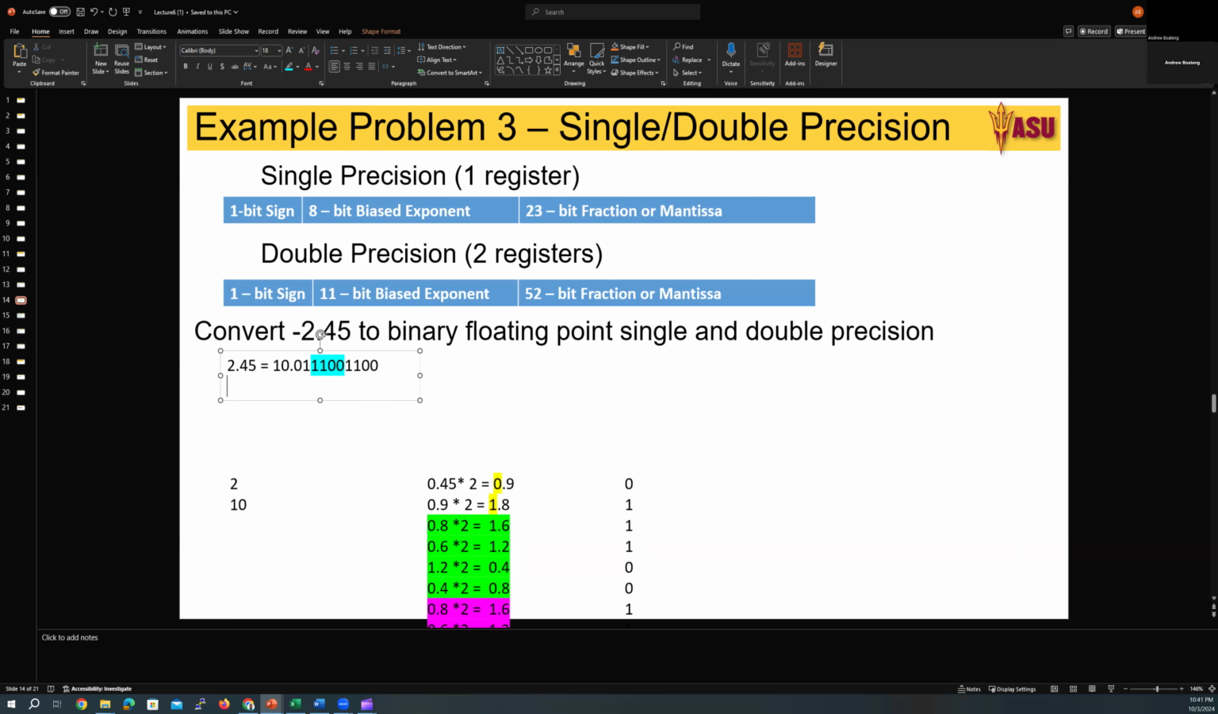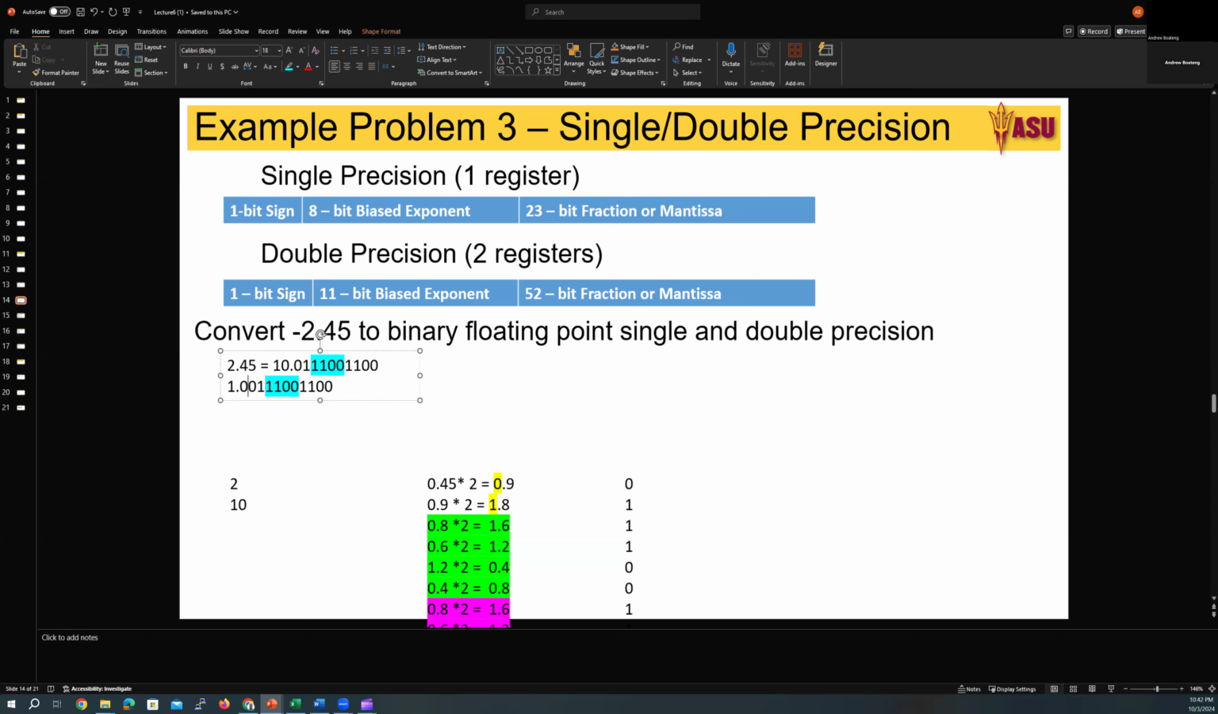All right. So after we get this, the next thing we're going to have to do is normalize it. Normalizing means that in this binary, we want only one at the left side of the point. So we want 1 point something times 2 raised to the power something. So we're going to move this point from here to here. I'm going to copy this line, bring it down here, move the point to this place instead and delete this one.